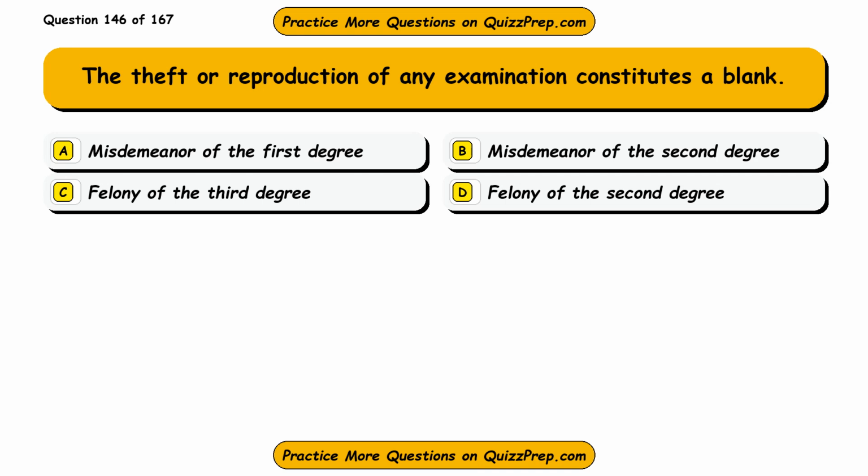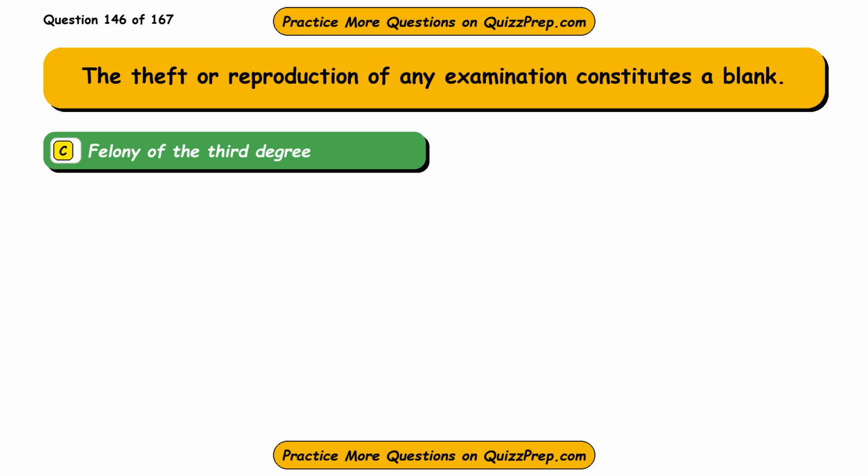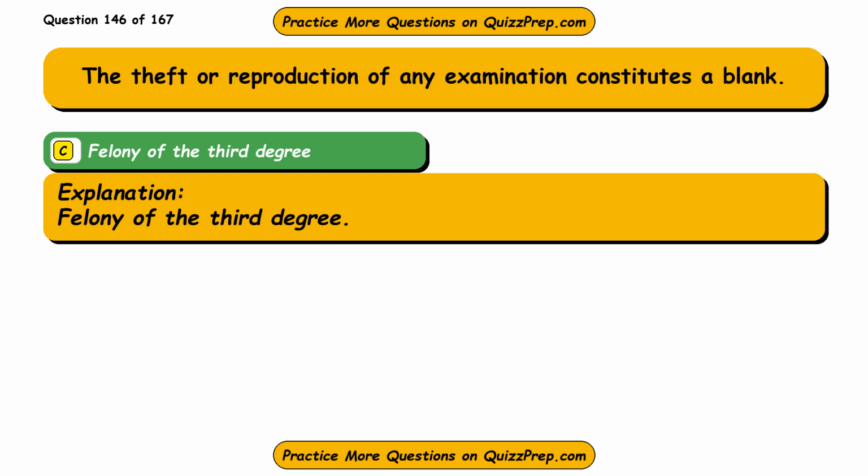Question 146. The theft or reproduction of any examination constitutes a blank. Option A, misdemeanor of the first degree. Option B, misdemeanor of the second degree. Option C, felony of the third degree. Option D, felony of the second degree. The correct answer is option C, felony of the third degree. Felony of the third degree.